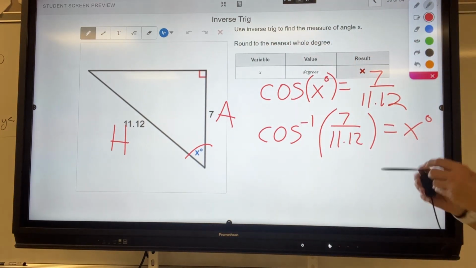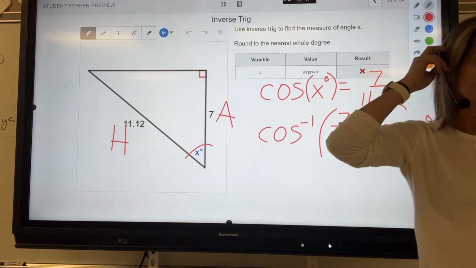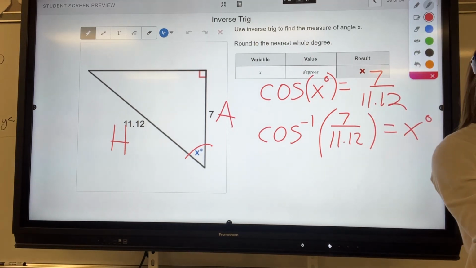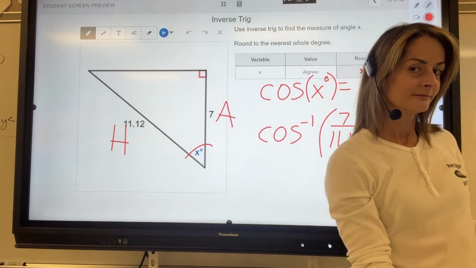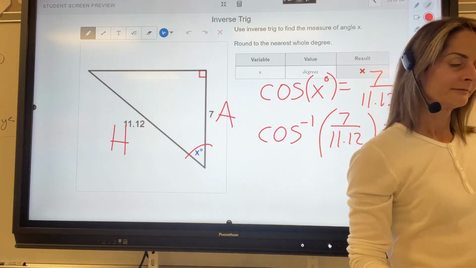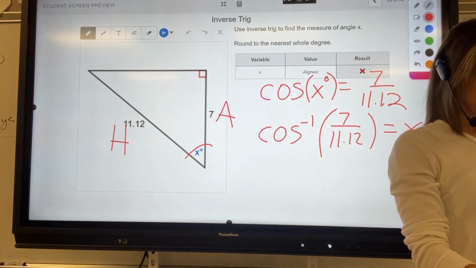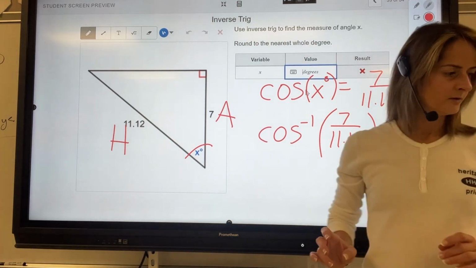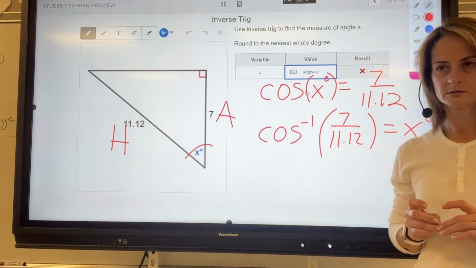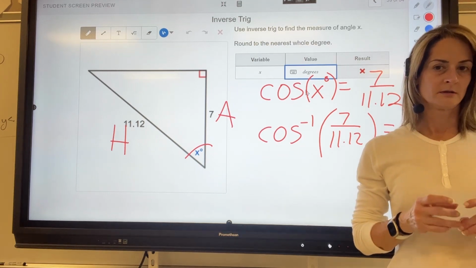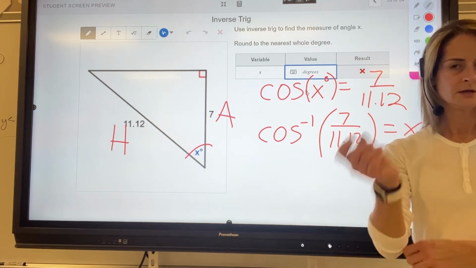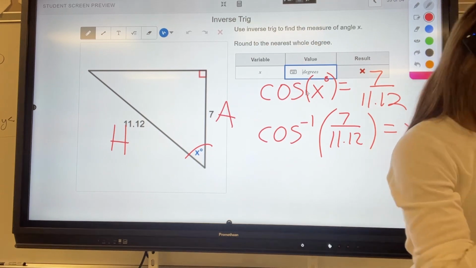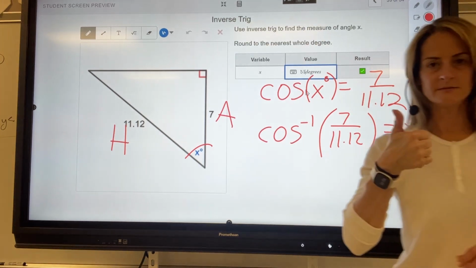So when you put that in the calculator, what do you get? Round it to the nearest whole. What is it? 51. Let's try it. 51. Yep, that's it. All right.